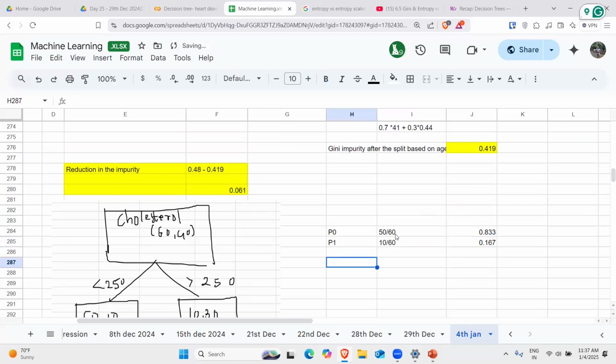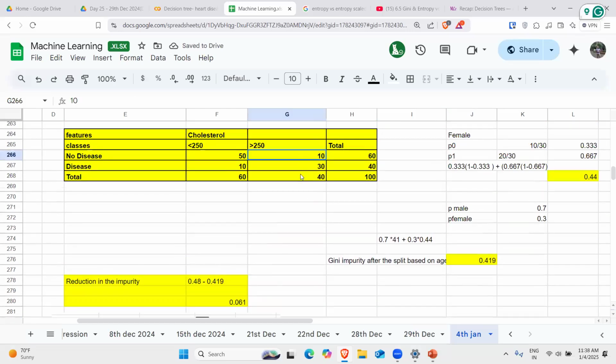0.167. Now, using the formula, Gini impurity for the low cholesterol subset, which is 0.833 times (1 minus 0.833) plus 0.167 times (1 minus 0.167), which is exactly equal to 0.27. Right? Now, let's take the other case over here, greater than 250. Probability of class 0 will be 10/40, class 1 will be 30/40.